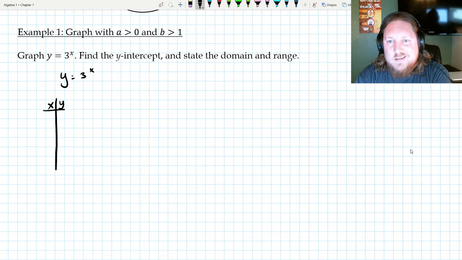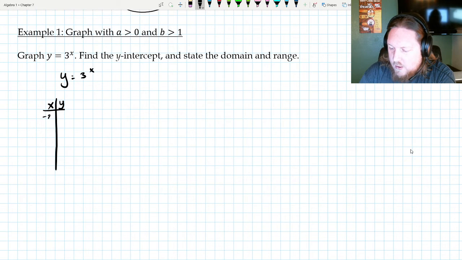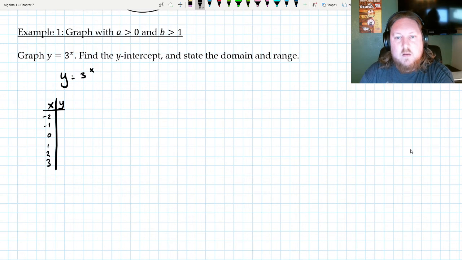Let's go ahead and just play around with it here. Let's plug in some numbers. How about negative 2, negative 1, 0, 1, and 2? Maybe I'll throw 3 in there as well. So 3 to the negative 2 is the same as 1 over 3 squared, which is 1/9. That is a very small number.